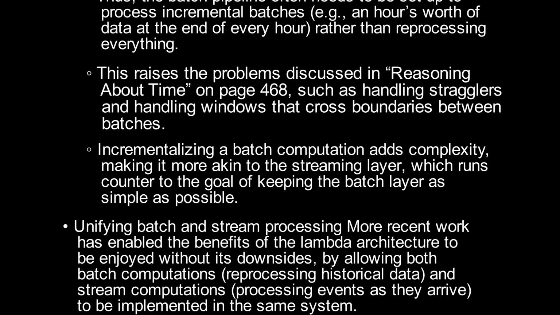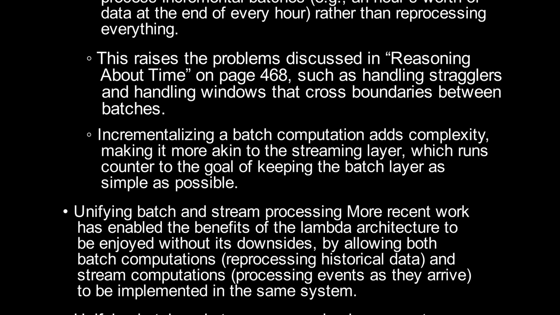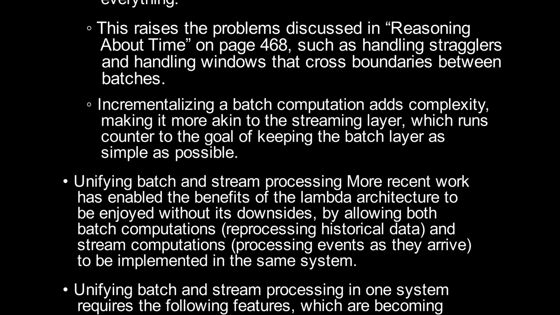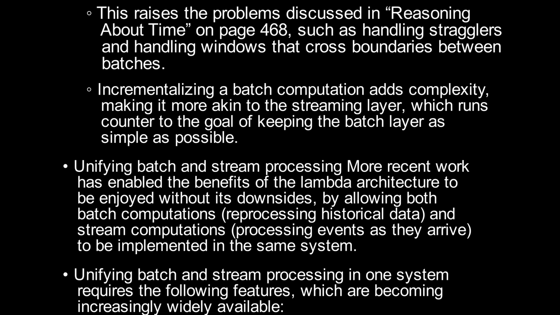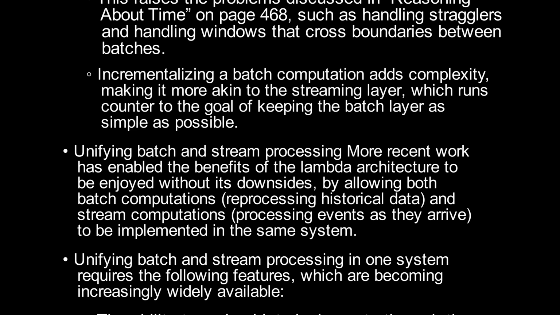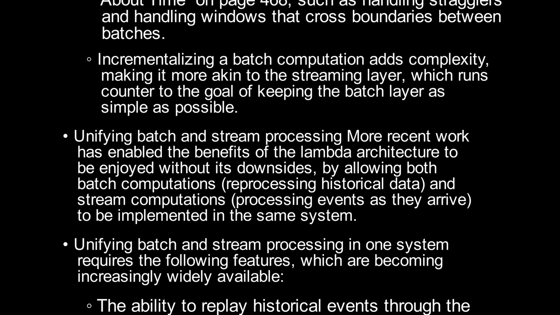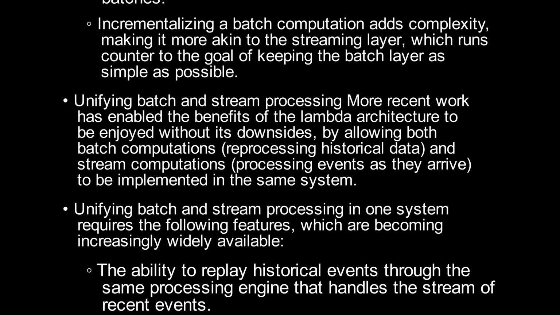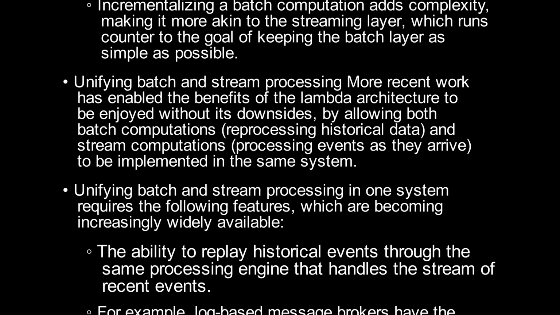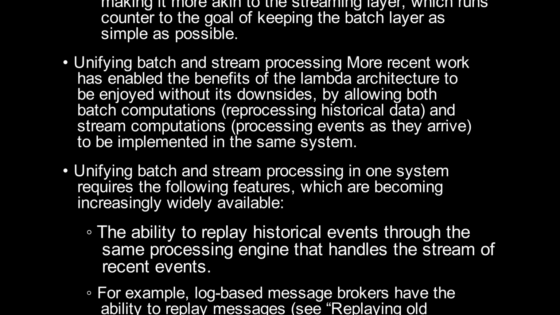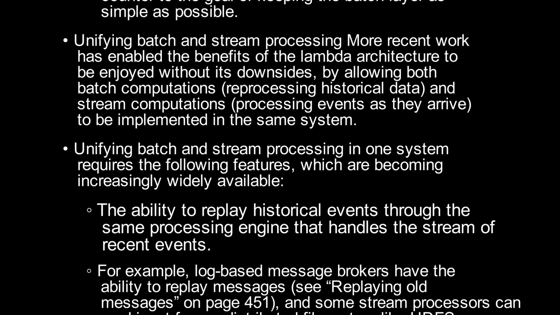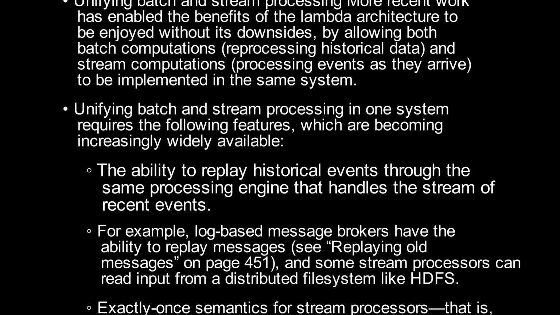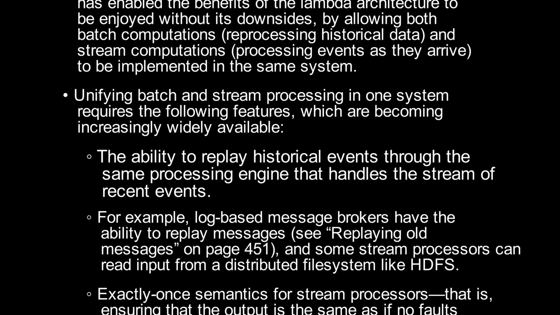Unifying batch and stream processing. More recent work has enabled the benefits of the Lambda architecture to be enjoyed without its downsides, by allowing both batch computations reprocessing historical data and stream computations processing events as they arrive to be implemented in the same system. Unifying batch and stream processing in one system requires the following features, which are becoming increasingly widely available: the ability to replay historical events through the same processing engine that handles the stream of recent events. For example, log-based message brokers have the ability to replay messages.